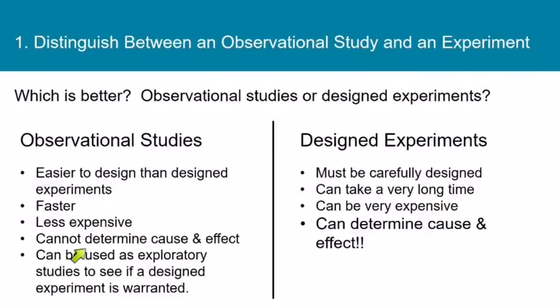Okay, now an observational study can be used as an exploratory study to see if a designed experiment is warranted. But an observational study can never tell you that one thing causes another thing. For that, you need a designed experiment.